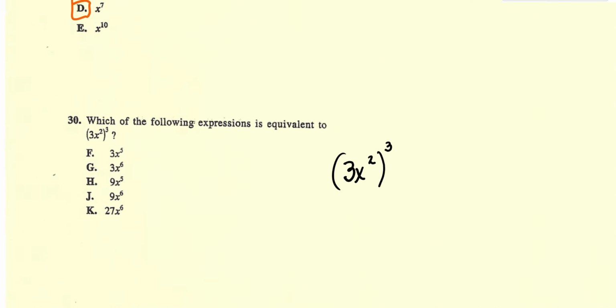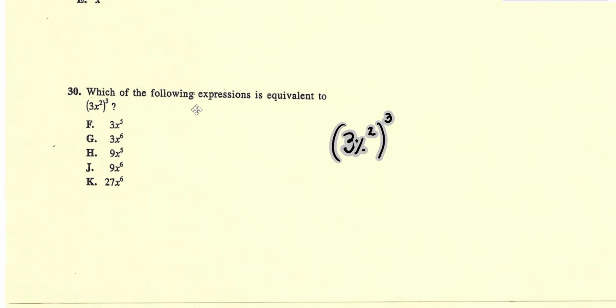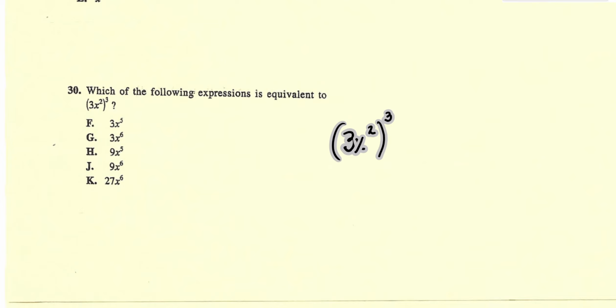Okay, number 30. I've taken the problem and rewritten it over here so that you can see it a little bit better. And so on this right here, we're going to distribute. Every single person inside that parentheses gets raised to the 3rd power. So 3 gets raised to the 3rd power. x squared gets raised to the 3rd power. Now remember me telling you earlier that it's really important to remember that the numbers you're going to do like you would have done your entire life.